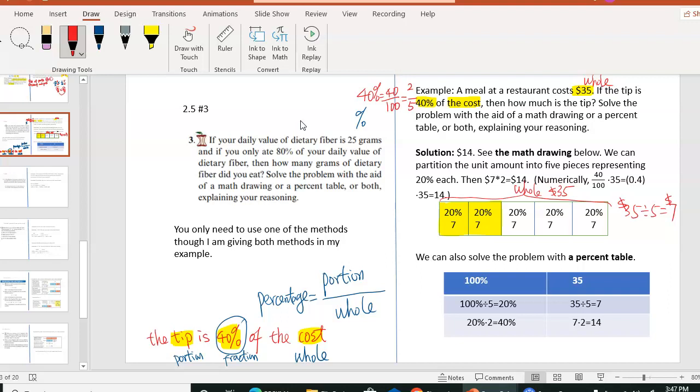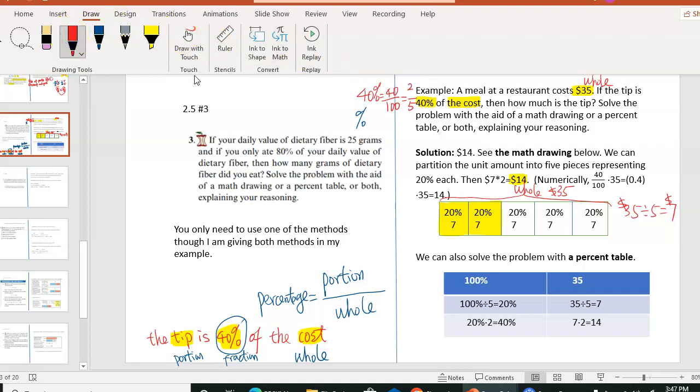So I labeled each part as $7, $7, 7, and 7. Now, if we have 2 of them, that's going to be 7 times 2. That's $14. So that's how I got 14 as the answer. $14 is the answer.